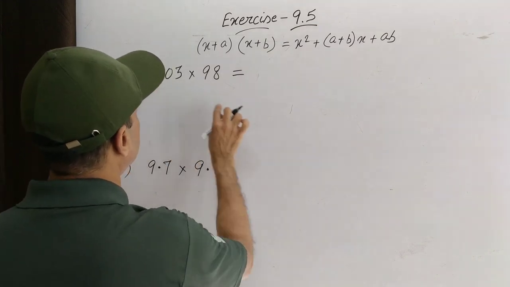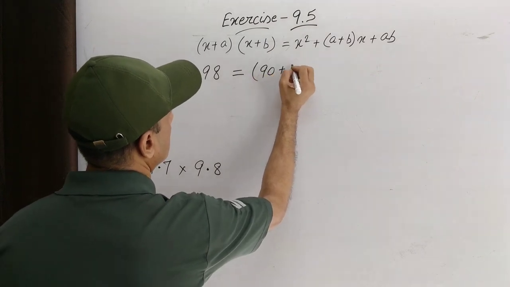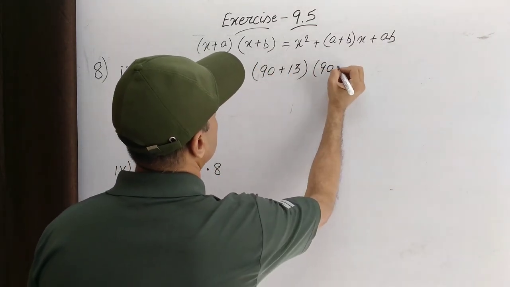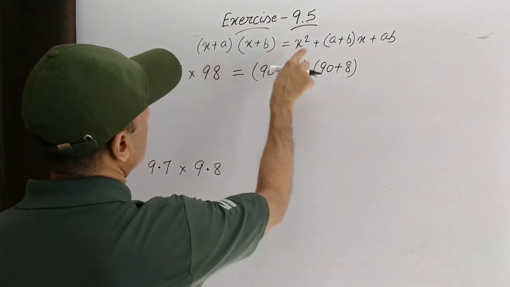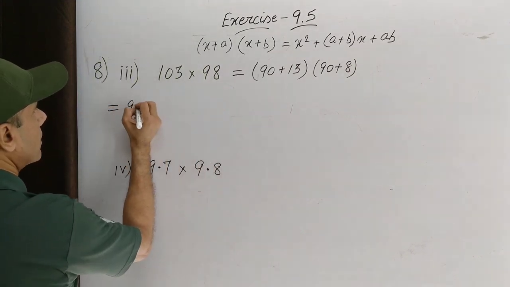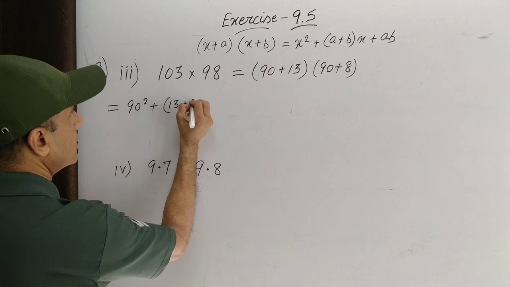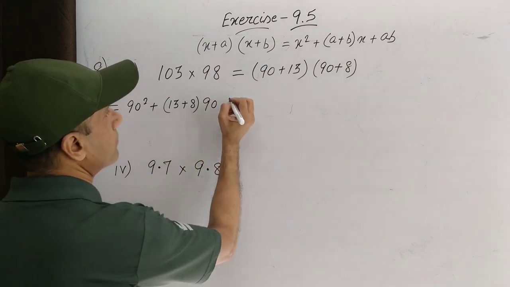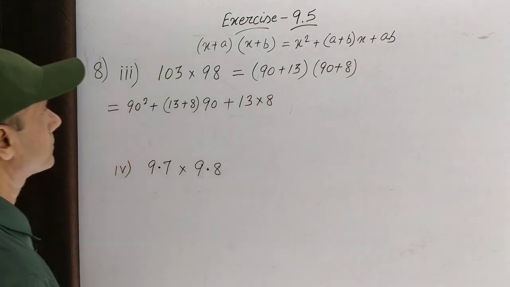So in this case, we write 103 as 90 plus 13 and 98 as 90 plus 8. So we have this in the form of x plus a into x plus b. So we write 90 square, x square is 90 square, plus (a plus b), that is 13 plus 8, (a plus b) into x, that is 90, plus ab, that is 13 into 8.